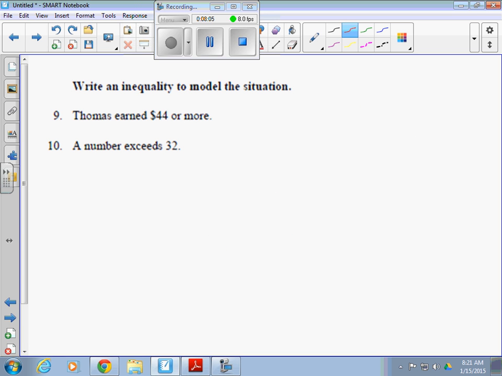Number 9 and 10, we're writing an inequality to model situations. Thomas earned $44 or more. It is much easier to write the variable first and the number second. X is something 44. $44 or more. That means he didn't earn 43. That either means he earned 44, 45, or anything that's larger than that, all the way to an infinite amount. So the value he earned is what X is.